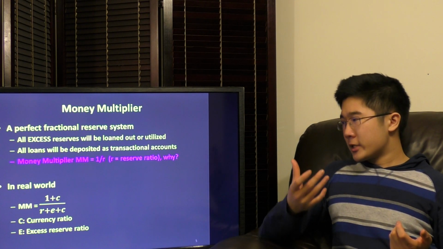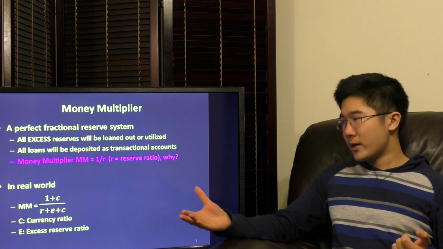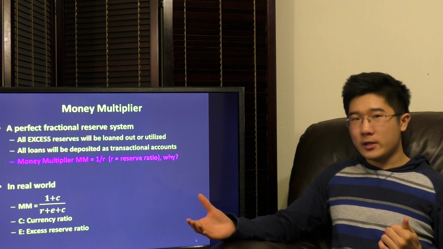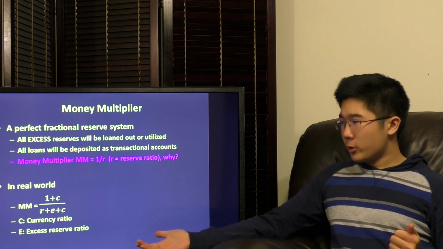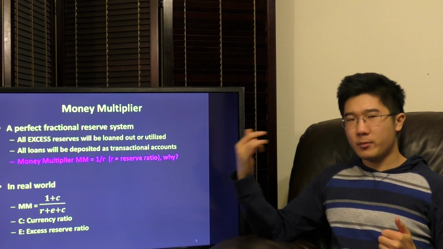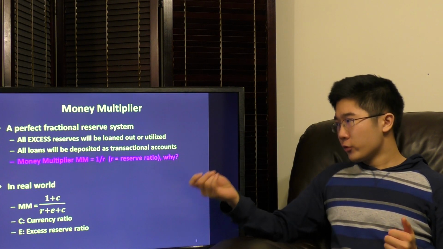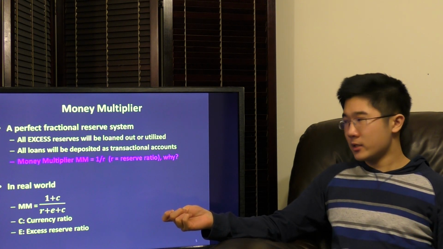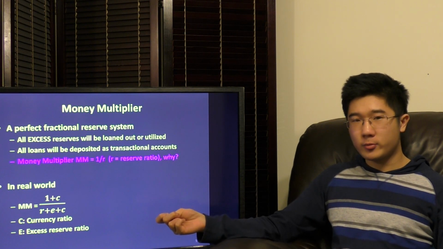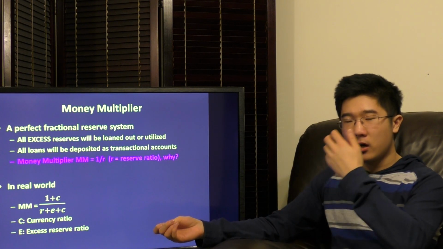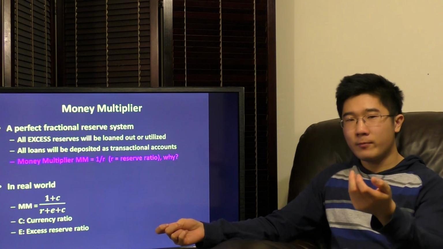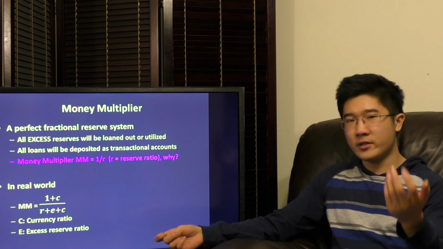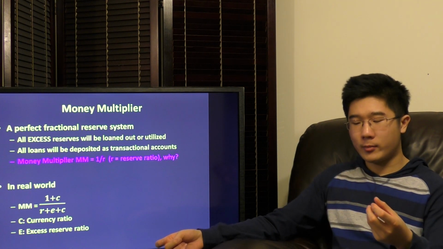In the real world, money is kept either as excess reserves by the banks, or as currency by consumers. So in the real world, you can probably see why this equation is true. The money multiplier is actually 1 plus C, the currency ratio, the money held by consumers, over R, the reserve ratio, plus E, the excess reserve ratio, which is only held by banks, plus C, our currency ratio, which is held by consumers. This is all the money that's kept out of the money multiplier system. The rest is kept in the hands of banks and then circulated throughout the economy as money in the money supply.